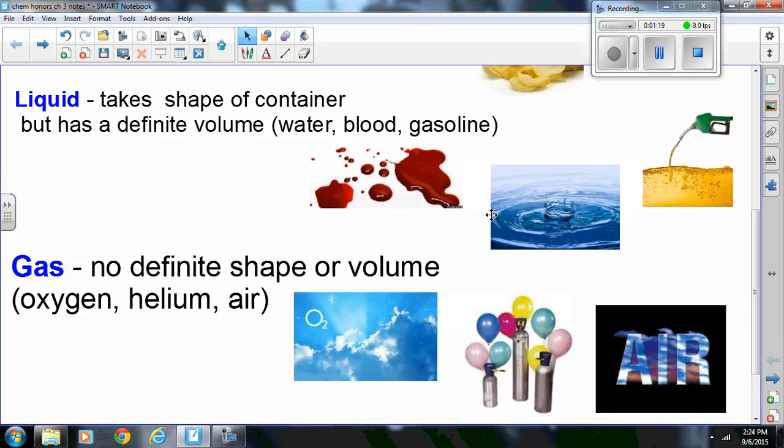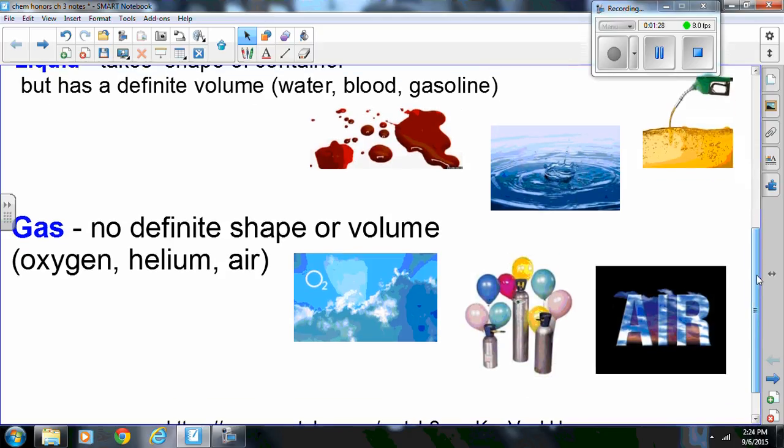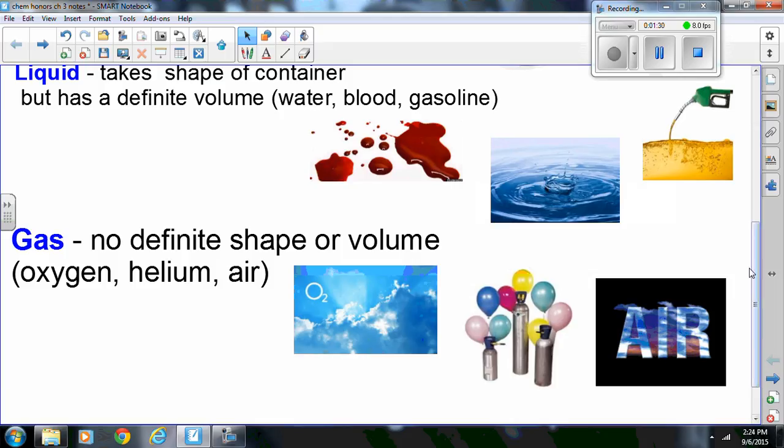Gases have no definite shape or volume. So you can see examples here of oxygen, helium, air. If you want to deal with a gas in the lab, you generally have to trap them in order to work with them. And you can see these helium tanks, the helium has to be compressed and put into those tanks in order to be utilized.